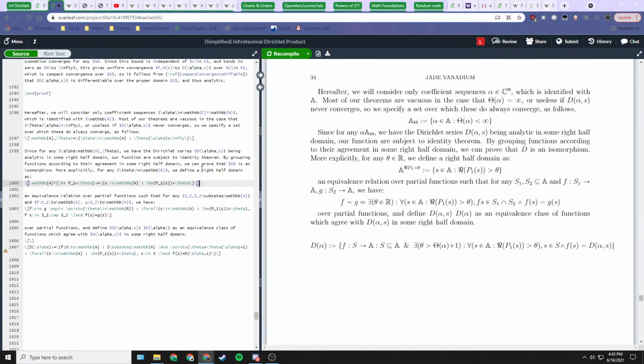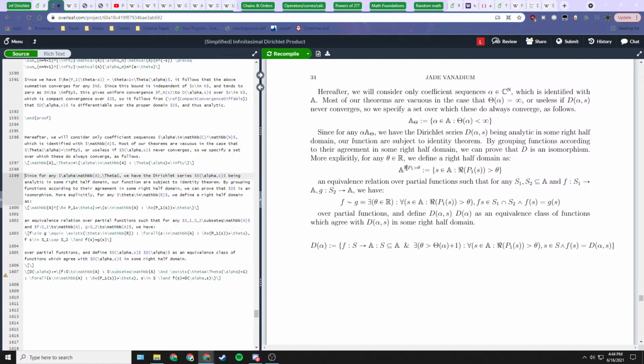Okay, so here's what we're going to be doing. First we're going to specify what we mean by a right half plane, or a right half domain. A superscript real part P1 greater than theta, where theta is a real number, is defined as the set of S in A such that the real part of P1 of S is greater than theta. Pretty straightforward.